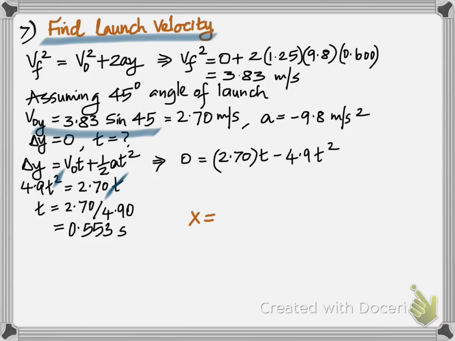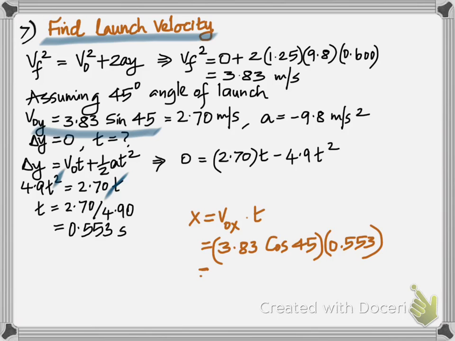0.553 seconds. Now, we can find the x during this time. Remember that the only formula you can use for x is x equal to the horizontal component of the velocity multiplied by the time. Since you know the horizontal component to be 3.83 cos 45, and we already got the time as 0.553 seconds, you get the final answer as 1.5 meters. That is question number 7.